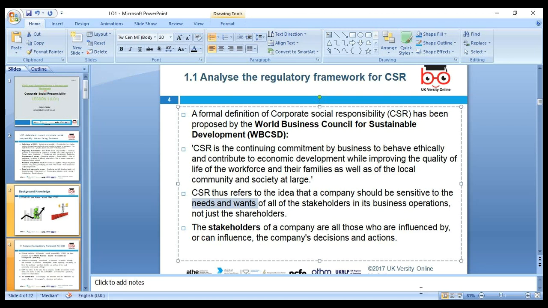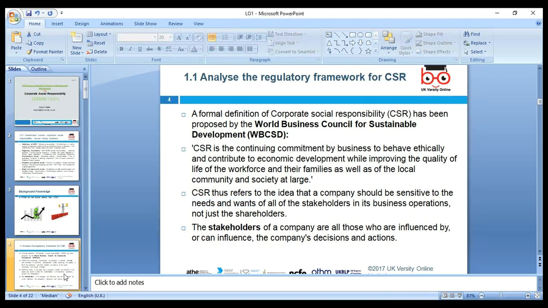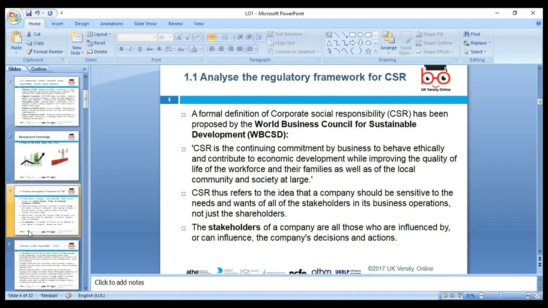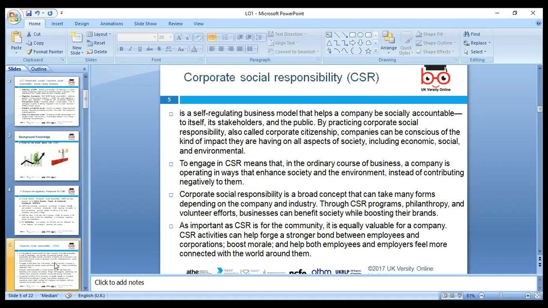Of all the stakeholders, stakeholders mean anybody who has any interest in the business. Then next we're looking at the stakeholders of the company: all those who are influenced by or can influence the company's decisions and actions. Those are the stakeholders. So that will be the focus of our discussion.